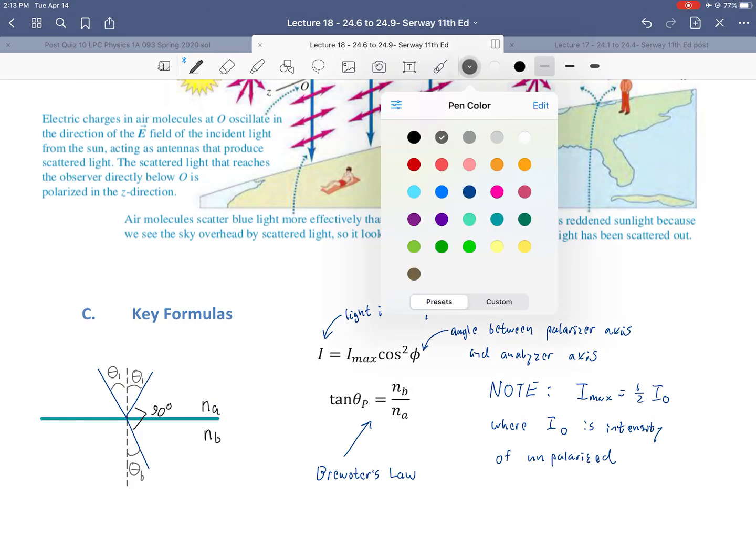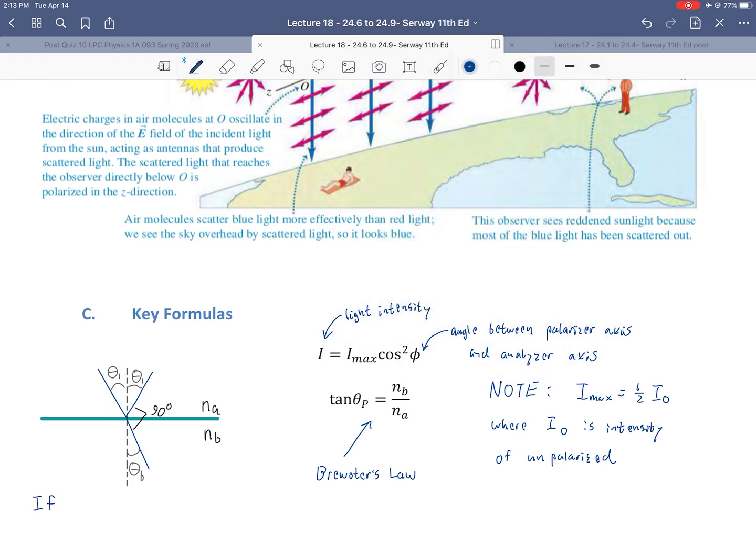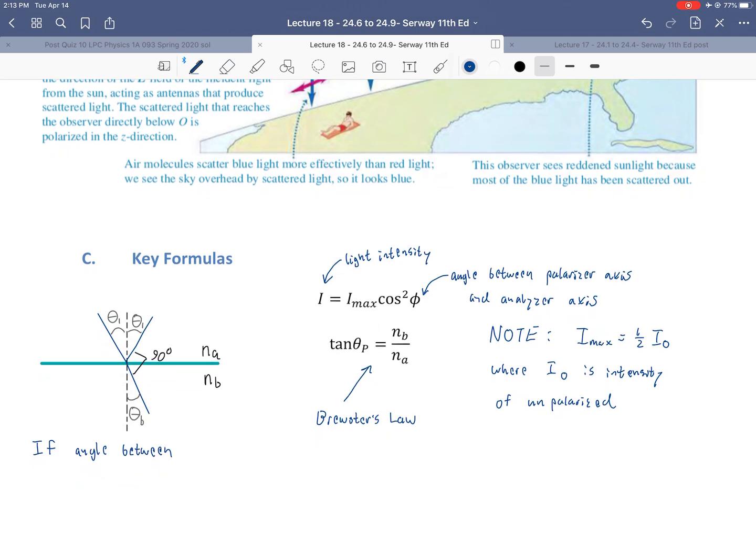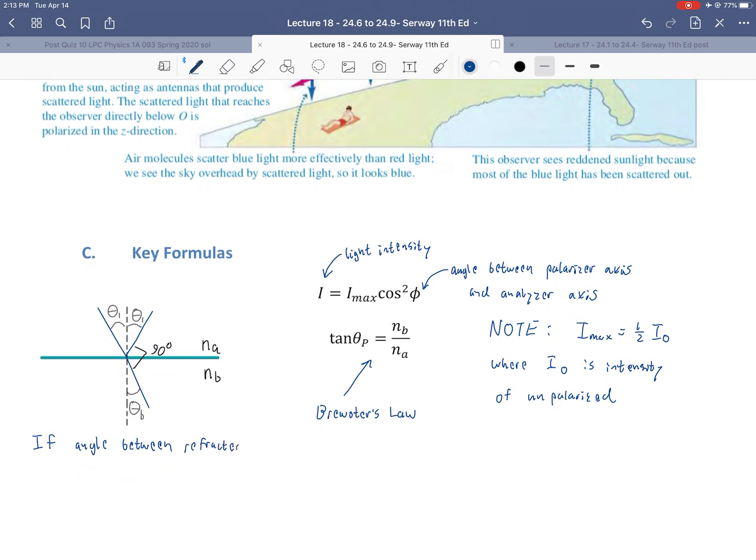So I'll say down here, if the angle between the refracted ray and reflected ray is 90 degrees as shown, then theta 1, that's the incident angle, equals the Brewster angle, theta P. And that's the angle that we wanted in order to get full polarization.